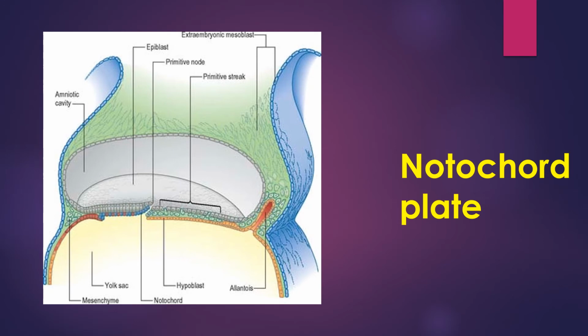So this formed definitive notochord produces the vertebral column in future, and this only forms the nucleus pulposus in the intervertebral disc and the apical ligament of the axis vertebra. So these are the derivatives of the notochordal plate.